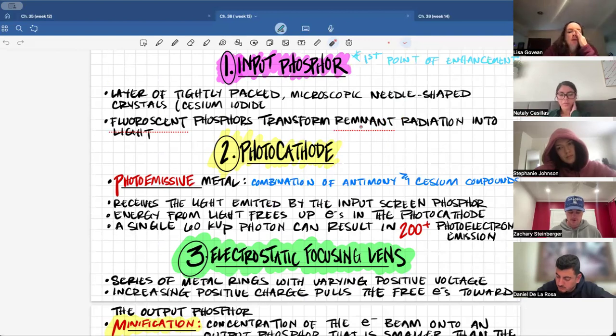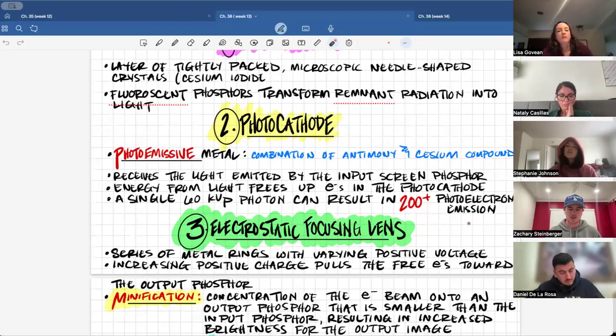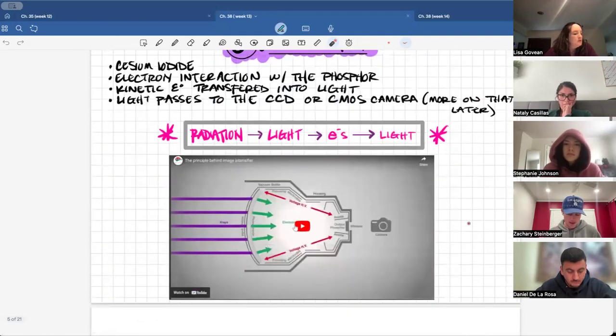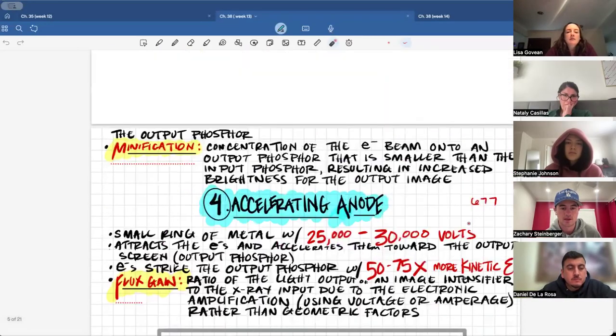And then from the input phosphor, it goes to the photocathode. The photocathode receives the light emitted by the input screen phosphors and uses the light energy to free up electrons. So now you have freed up electrons, and then it shows in figure 38-7. Professor Steele said he didn't like the image, but it labels the electron beam. I don't think I put that in here. If you look closely, maybe I think you did. I think I did somewhere.